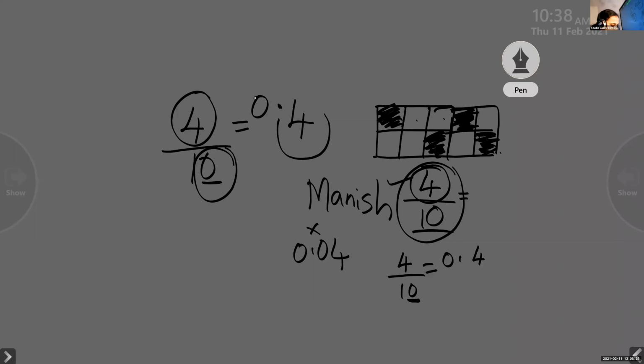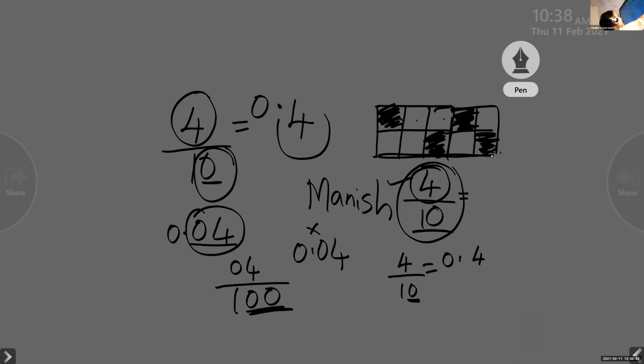Okay. So here 0.04 has 2 decimal places. So how will we write? We will write 0, then the numerator. So after the decimal point we have 2 digits, so in the denominator also we would need 2 zeros. But here we have only 10. So who is correct? Manish is correct.